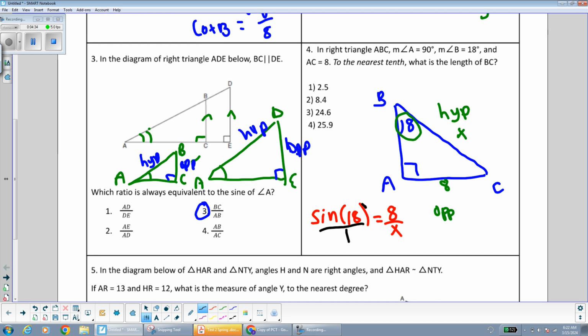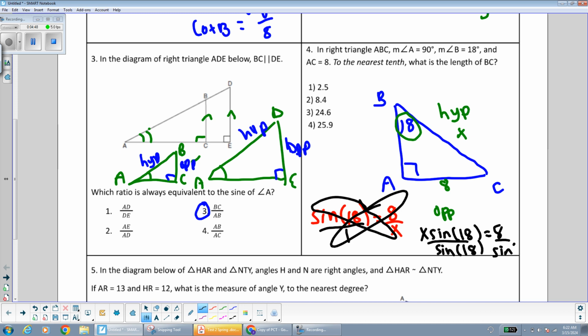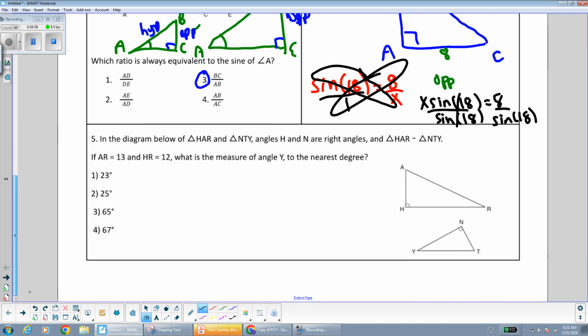From here, we can cross multiply. X times sine 18 equals 8. Divide both sides by sine of 18 to get x by itself. And if you type into your calculator 8 divided by sine of 18, you should get approximately 25.9.